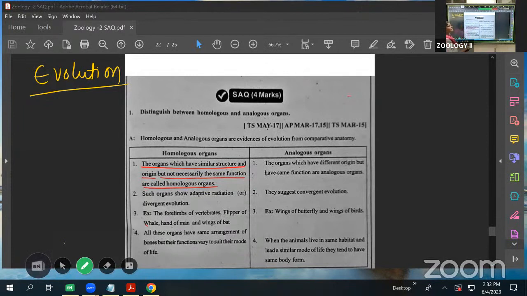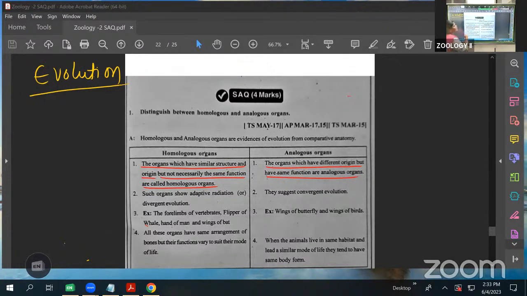The organs which have a different origin but the same function we call analogous. For example, insects have wings and birds also have wings. Structurally they are different. The insect wings have nervures, and the bird wings have bones provided with feathers. Structurally they are different, but the function is the same. That we call analogous.